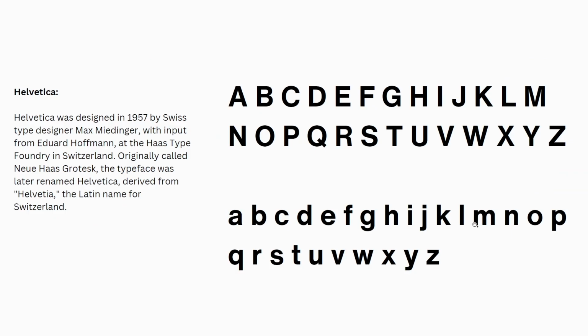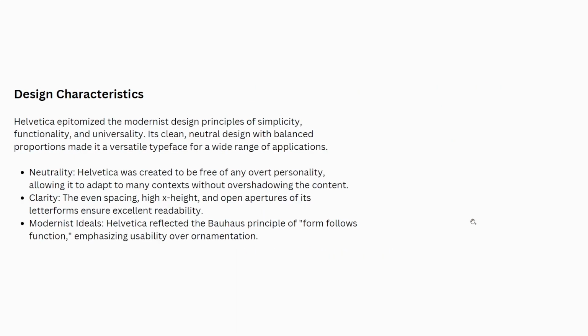And our friend Helvetica. Yes, we do talk about it a lot. Helvetica was designed in 1957 by Max Meininger, and it also had input from Eduard Hoffmann at the Haas foundry in Switzerland. It was originally called Neue Haas Grotesk, and this felt a little bit hefty, so it was simplified to Helvetica, the Latin name for Switzerland, because we wanted a neutral typeface. And this is it on the right.